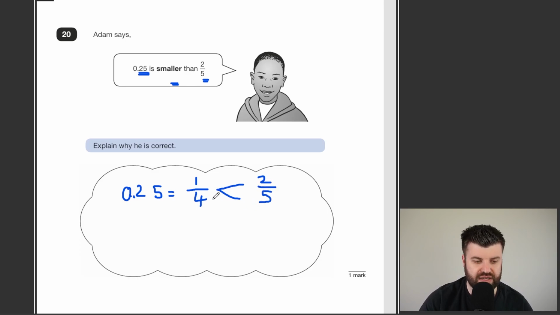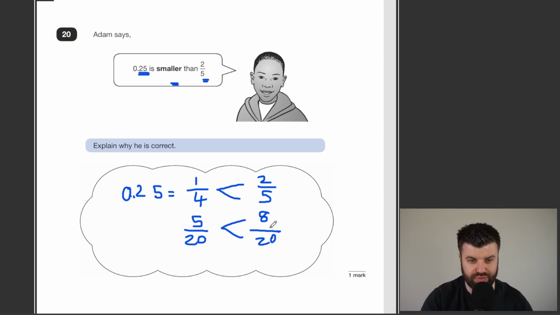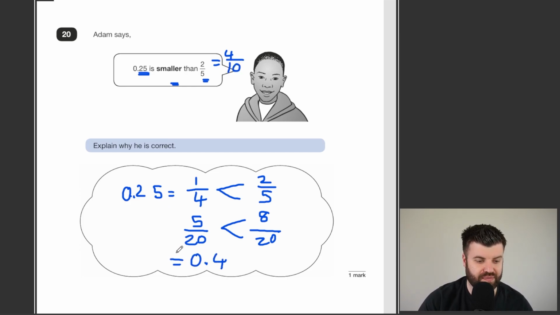And we could prove this. We could multiply this side out by 5 and get 5 out of 20. And we could say that is clearly smaller than, multiplying this side out by 4, 8 out of 20. We could use maths to prove it. We could do a number of ways. We could be explaining using words here. You might want to change 2/5 into a decimal. You could say 2/5 is the same as 4/10, and 4/10 is 0.4. So you could be showing it this way as well.